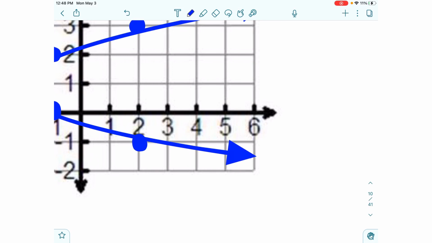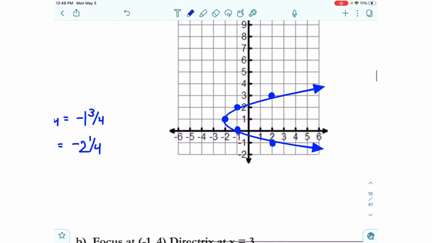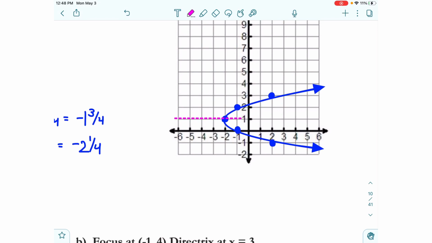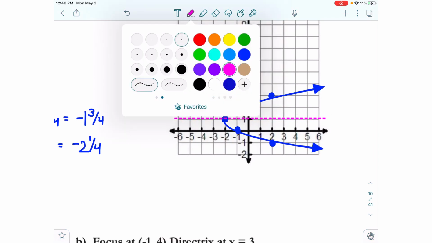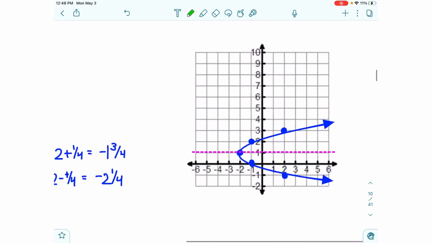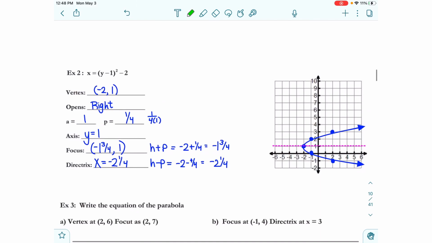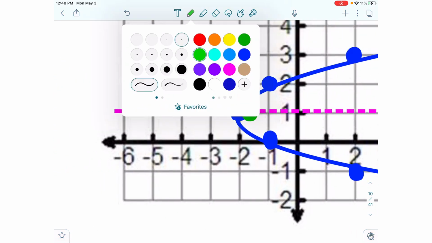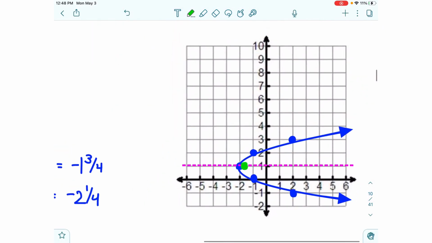All right, so now the axis of symmetry goes right through the horizontal line at 1, and the focus, and directrix. The directrix was at -2. Oops. Let's do the focus first then. -1 3/4. That's right here, and then the directrix was at -2 1/4. There it is.